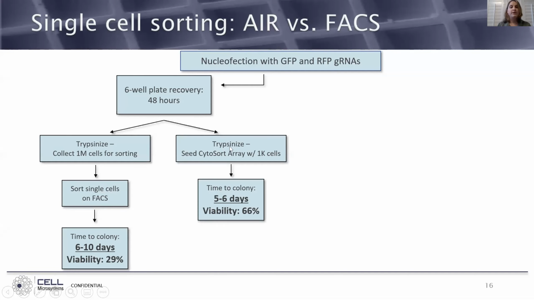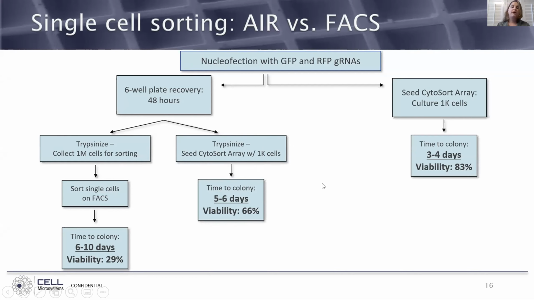we trypsinized the cells and seeded them directly onto the CytoSort array with only 1,000 cells. In this workflow, we saw time to colony formation in as little as 5 days, and the viability was significantly increased at around 66%. This is an improvement in both time and viability, but also in the number of cells, which is particularly important when you don't have a lot to start with, or you're working with rare cell variants, because we could use 1,000 cells versus 1 million.